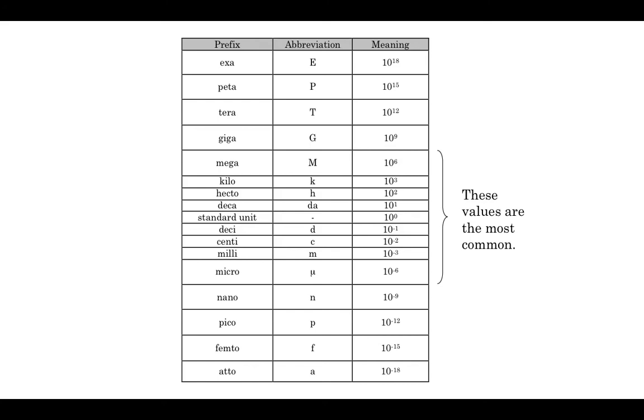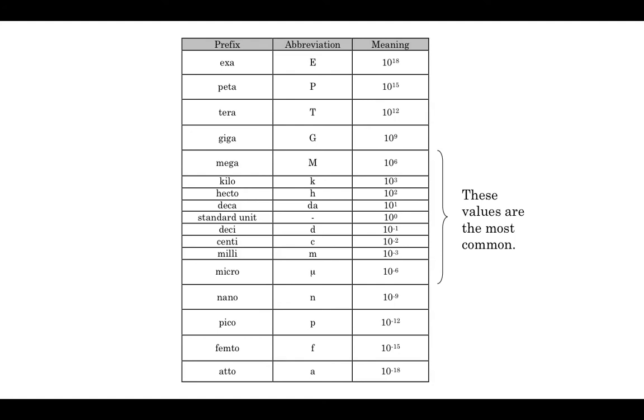Okay, usually the ones in here are the most common. You've heard of megabytes on your computer, gigabytes on your computer. Now we have terabytes. So you've heard of some of these. These ones in here are definitely the most common. You've heard of kilometers, centimeters, millimeters. You've heard of all these things. Micrometers. So these values in here are probably the most common. They're the ones that we'll see the most often.